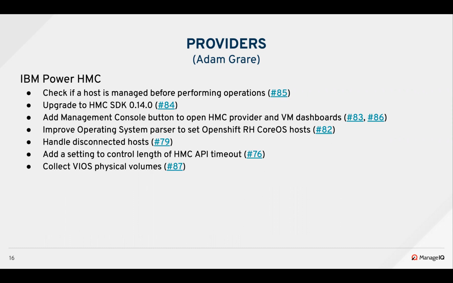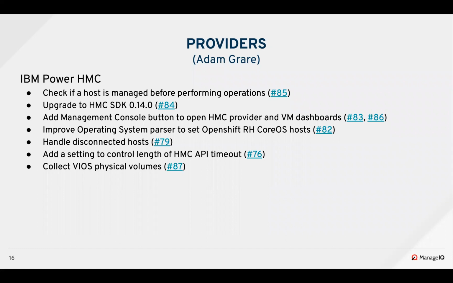The management console button was added to the HMC provider and also to the VM dashboards, which is what was using the management console, which was added in the UI slides earlier that Jeffrey talked about. They improved the operating system parser to match the OpenShift Red Hat CoreOS hosts better. This is also what led them to put that PR into Core.